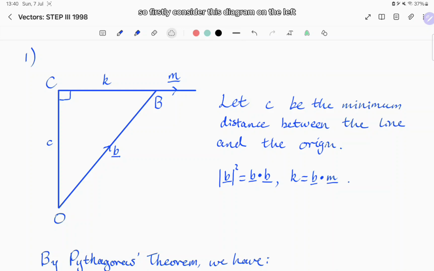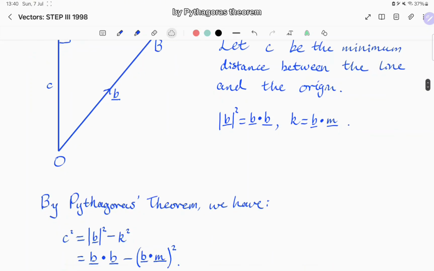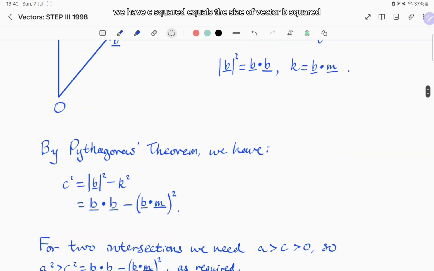So, firstly, consider this diagram on the left. This is to find the closest distance c between the line and the origin. Firstly, we'll notice that the size of vector b, all squared, is equal to b · b. We'll also notice that k is b · m. By Pythagoras' theorem, we have c² equals the size of b squared minus k squared, which is b · b − (b · m)².